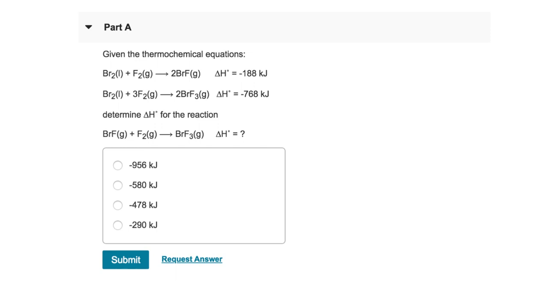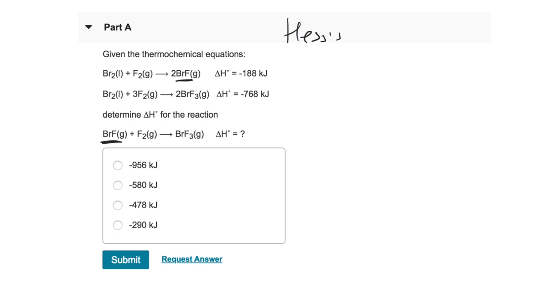So given some thermodynamic equations, we're asked to calculate the delta H of an unknown reaction or this other reaction. So what I want to do here is use Hess's law. So I want to rearrange these reactions. And so I'm just kind of inspecting here, seeing BrF here. So I need bromine fluoride to be on the reactant side.